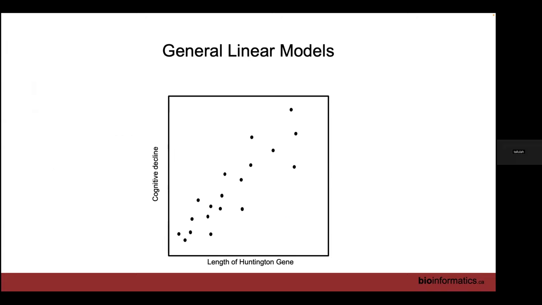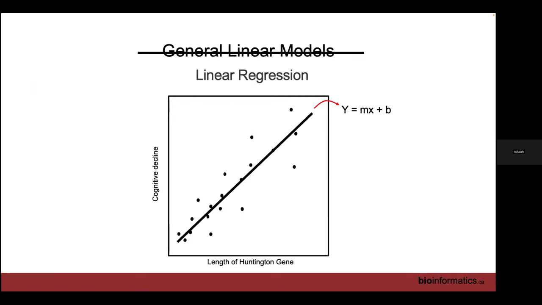So what's a GLM? To understand what a GLM is, instead of going straight to this, we're going to start with just linear regression. So hopefully everyone knows what linear regression is, right? We have a continuous value on the x-axis, say length of a Huntington gene, cognitive decline on the y-axis, and we fit a line to it. We have y equals mx plus b, we have a slope, we have an intercept. We understand this, this is easy. So we're going to change that m and b into b0 and b1. This is so we can add more, so we can have b2, b3, b4, et cetera in the future. Okay, so here b with a number under it is a coefficient of our model.